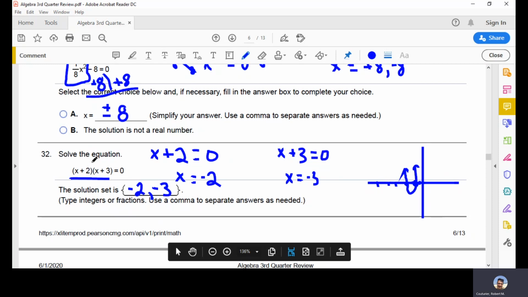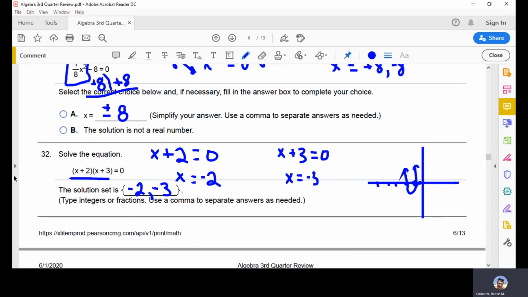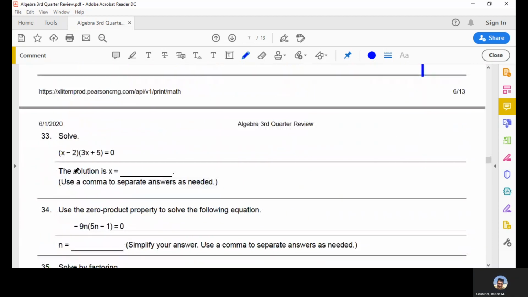Not so bad. Zero product property. Set each of the products equal to 0 and solve. Here we go again. Another zero product property. So you have an x minus 2 equals 0. And then you have a 3x plus 5 equals 0.